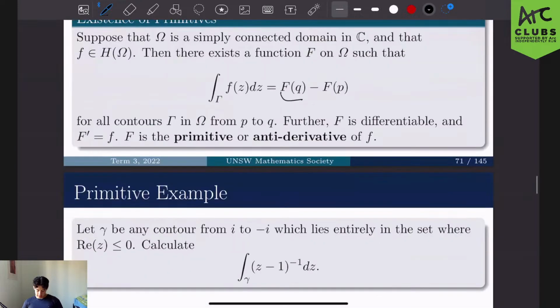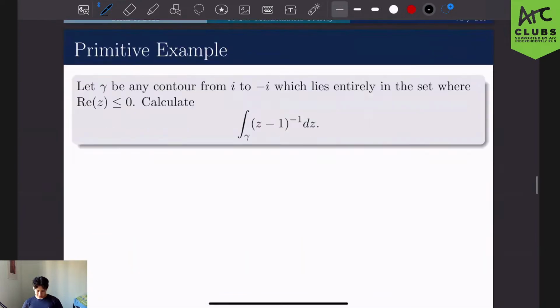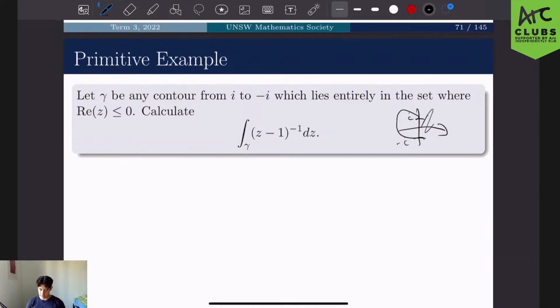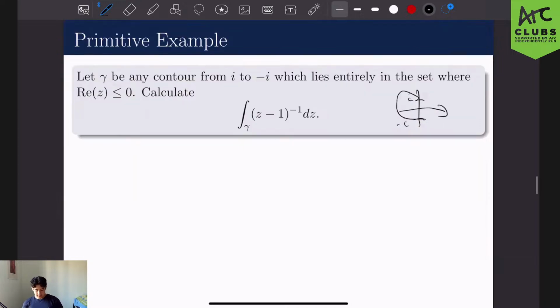Alright, so an example of this. Let gamma be any contour from i to negative i which lies entirely in the set where the real part is negative. So it's any contour from i to negative i, but the entire set has to have negative real part. It cannot go into the positive real side.